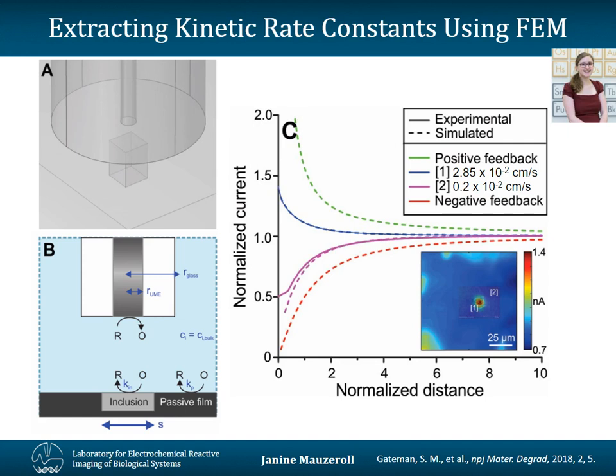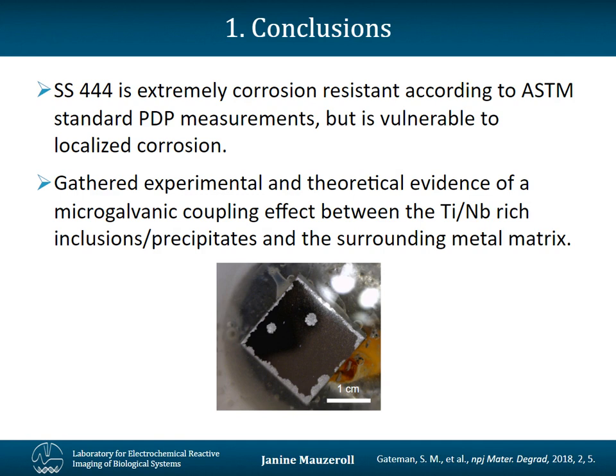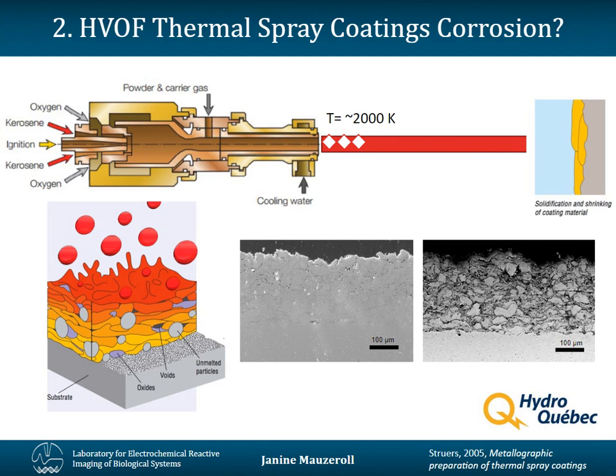And by fitting the approach curve to the numerical models, we can actually extract the heterogeneous kinetics for the inclusion versus the passive film. And one thing that's really interesting to see in the purple line is that the passive film, in fact, is not totally insulating. There is some reactivity because of the porosity of that passive film that leads to the regeneration of the mediator. So that's a nice example about how SECM can be used to study a broad range of corrosion alloys and focus on the impact of the inclusions in these alloys.